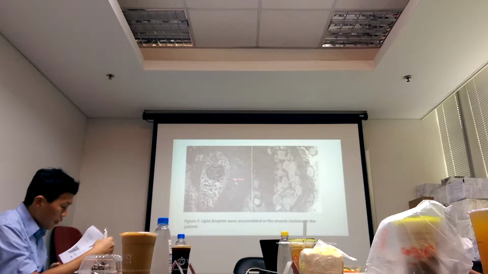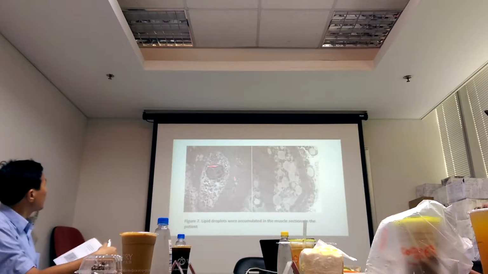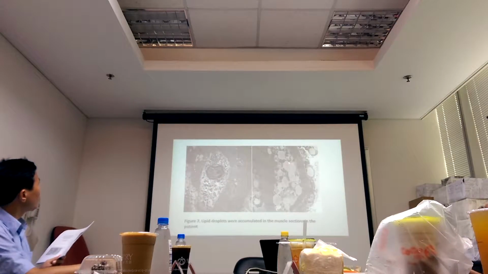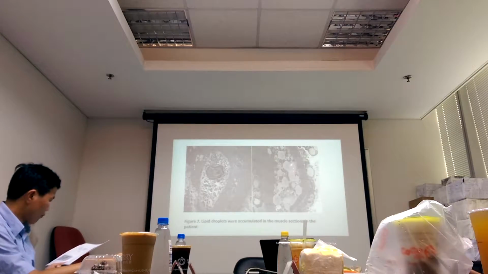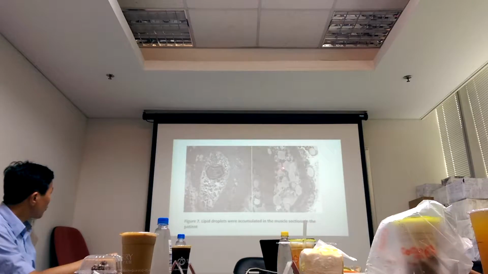Next, this one is a TEM picture. On the left-hand side is a necrotic myofiber, and the right-hand side is a muscle section. The white one is an oil droplet. You can see here the oil droplets accumulate in the muscle section. And beside the oil droplets, there are abnormal mitochondria.